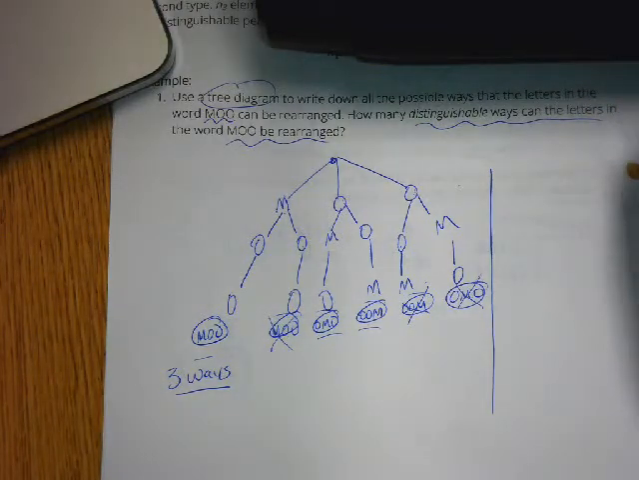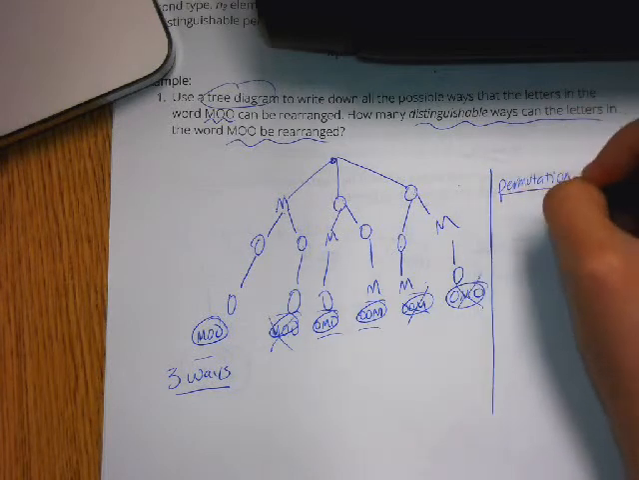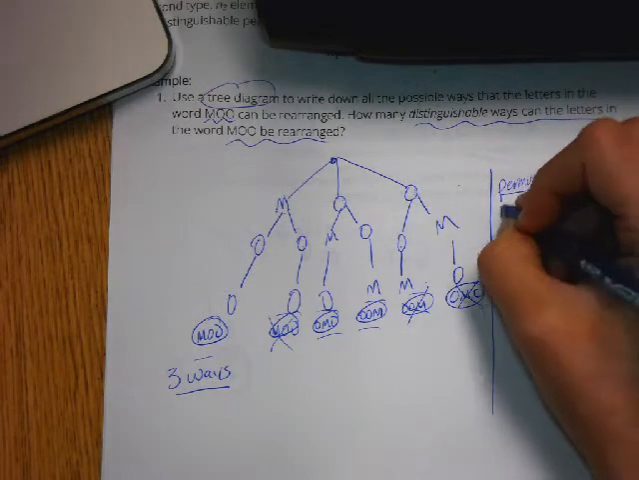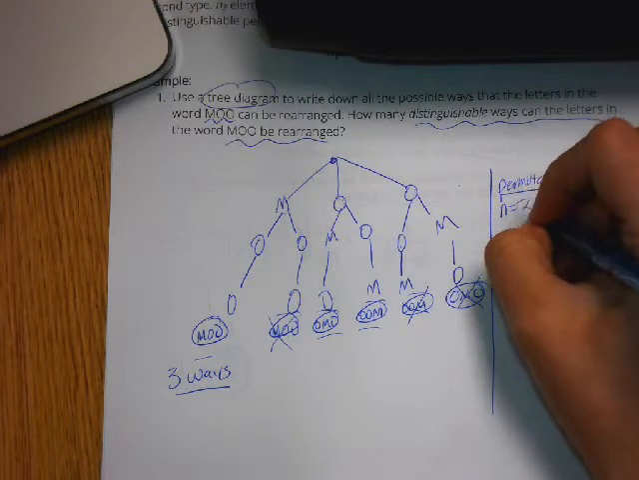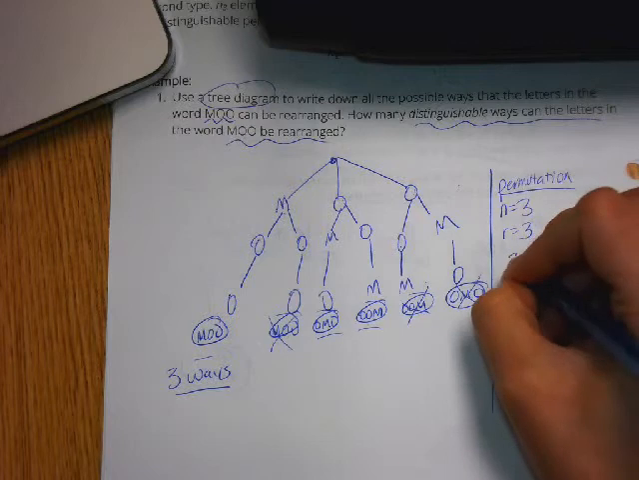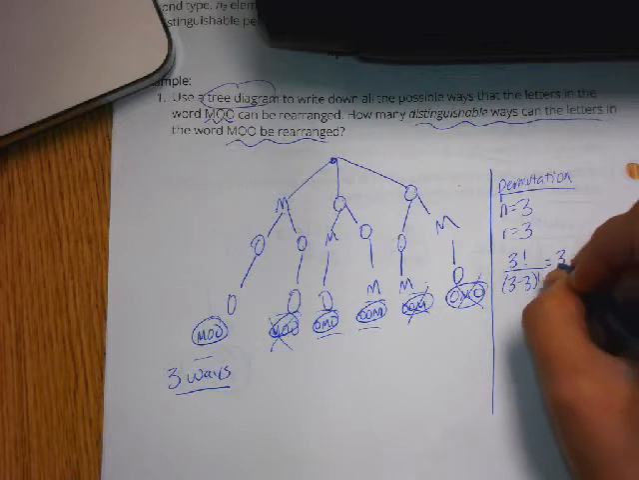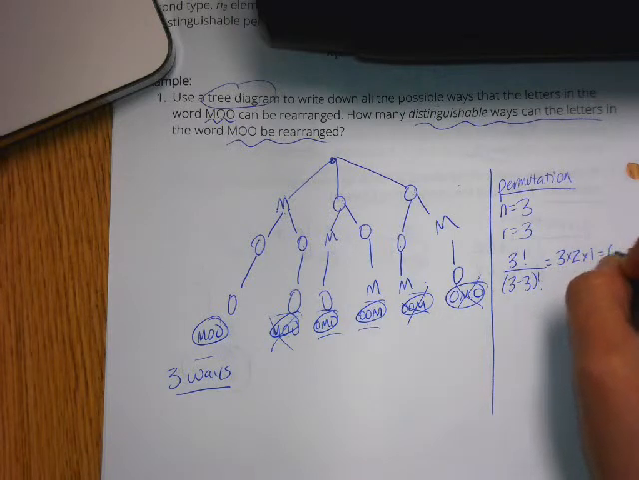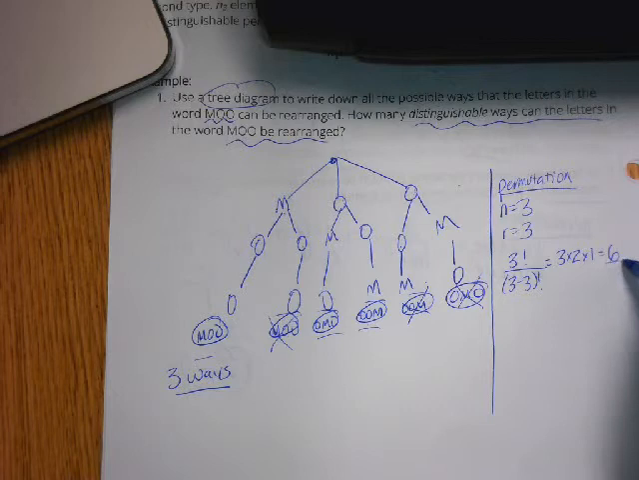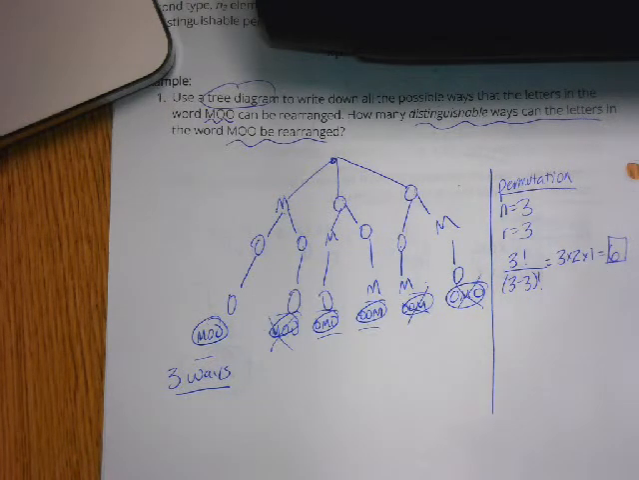So let me think about this in terms of the formula that we've learned, permutation. We're not repeating letters. So I have N equals 3 because I have 3 letters. R equals 3 because I'm rearranging all 3 of them. Let me plug it into the permutation formula. This reduces to 3 times 2 times 1, which is 6. So I notice that this is the total number of branches that I had, but the answer ended up only being 3.